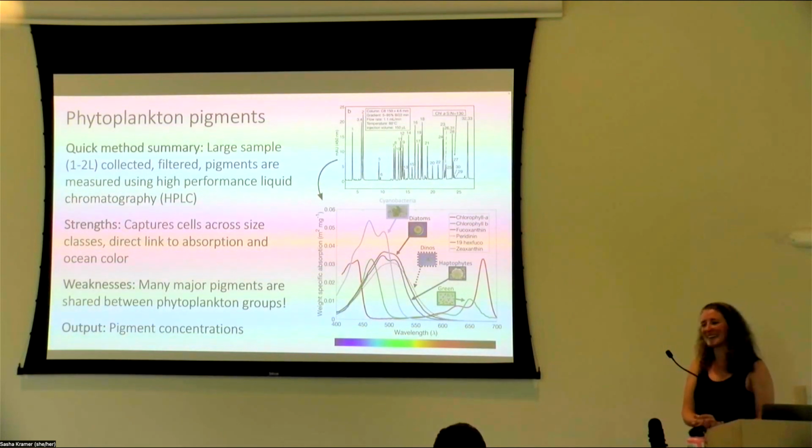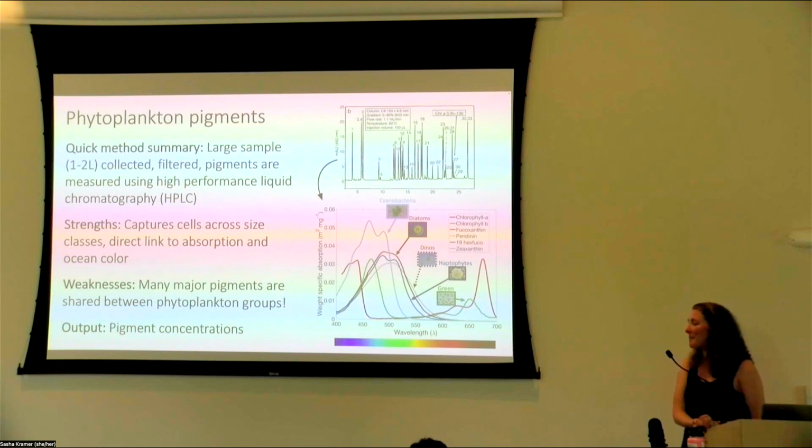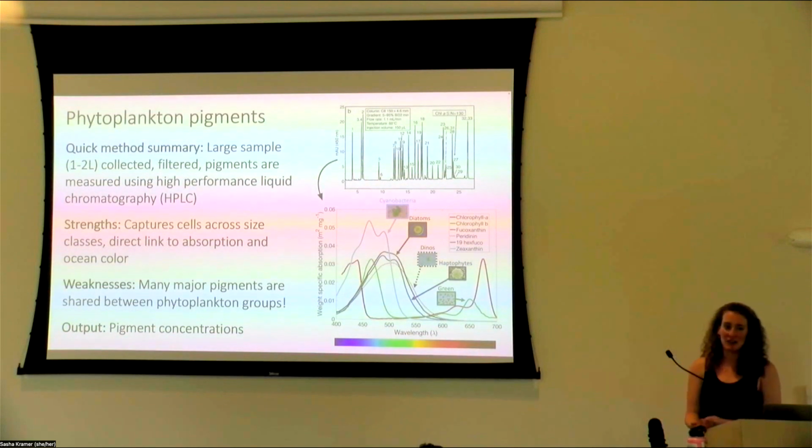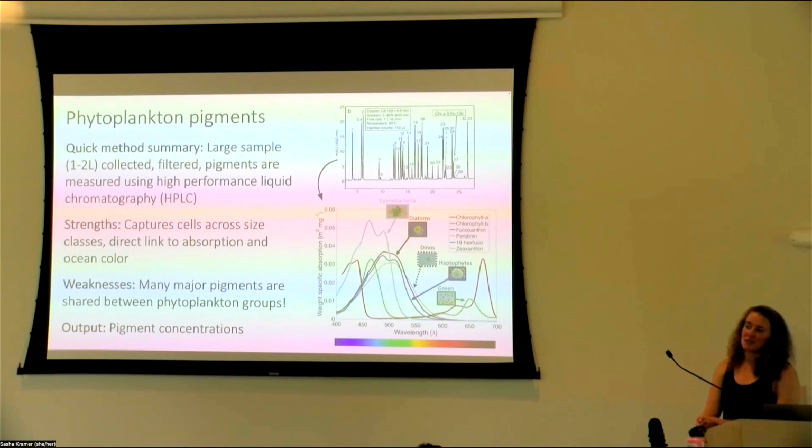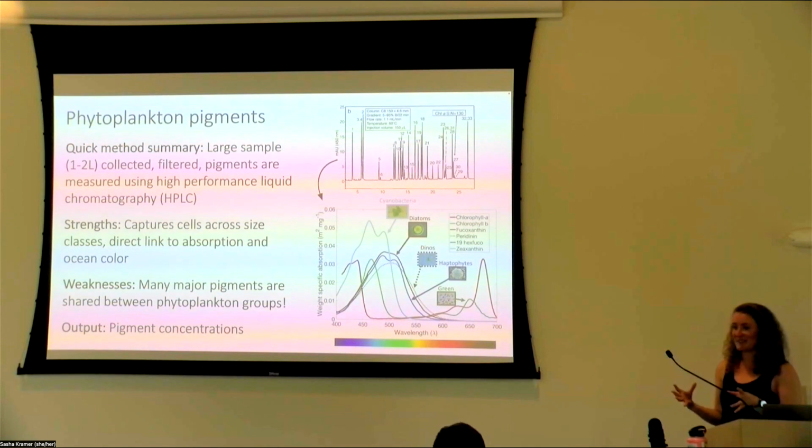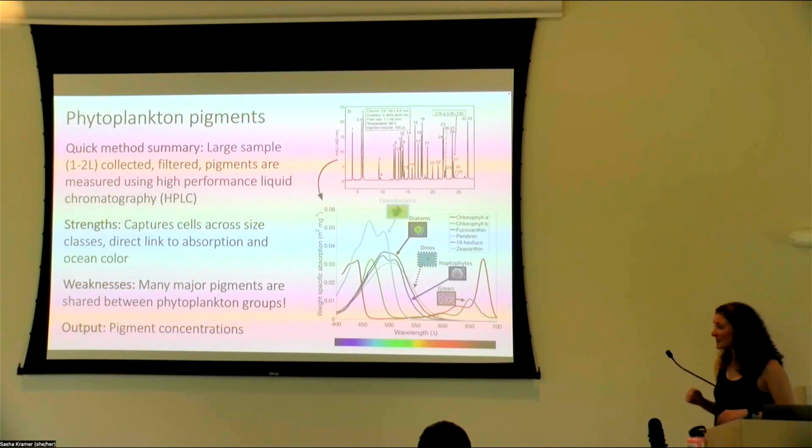The major weakness, we will talk more about this as I go through, and you've already had a little bit of a sneak peek at this. Many major pigments are shared between many major phytoplankton groups. So there's a lot of difficulty in separating more than the amount of phytoplankton groups that a pigment data set will let you separate. And I'll talk about that more as we go on.